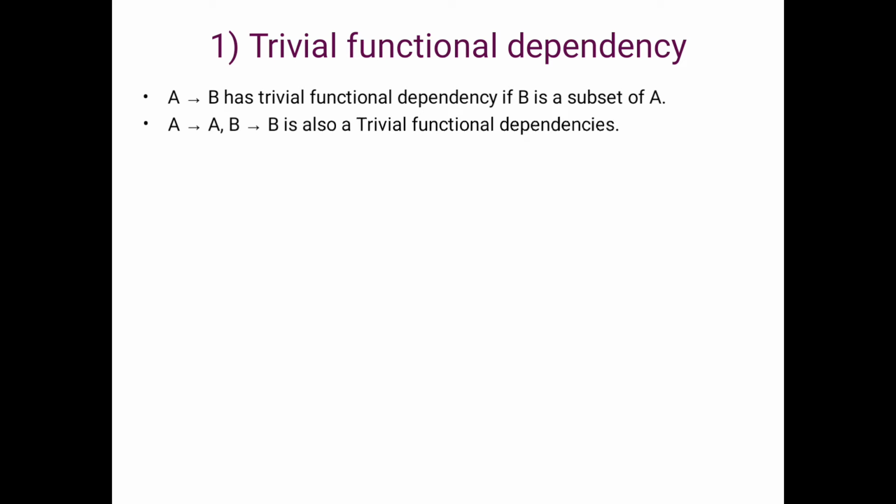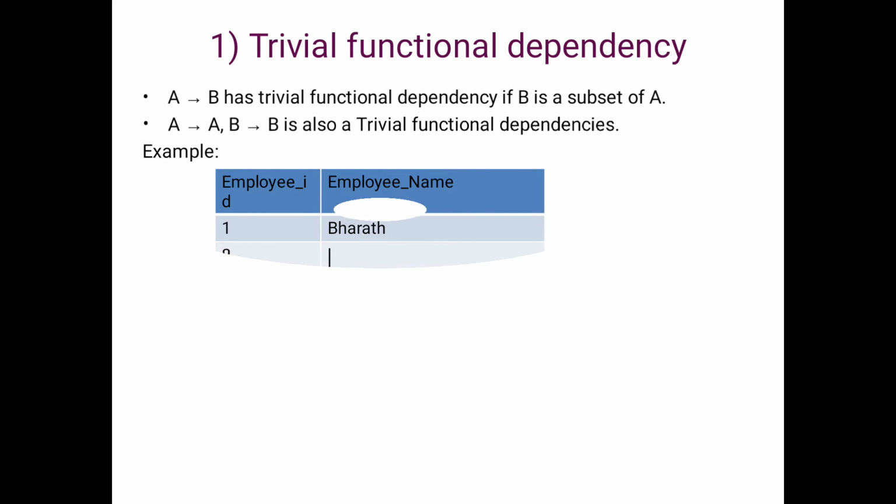The other forms of trivial functional dependencies are A implies A, B implies B. That means the left hand side and right hand side are the same. Then that is also a trivial functional dependency.